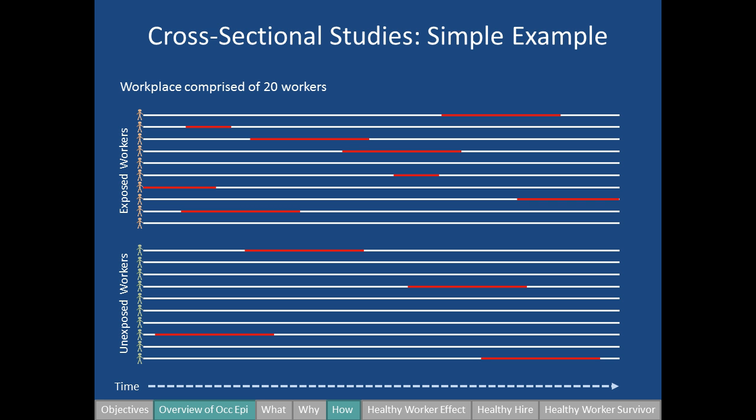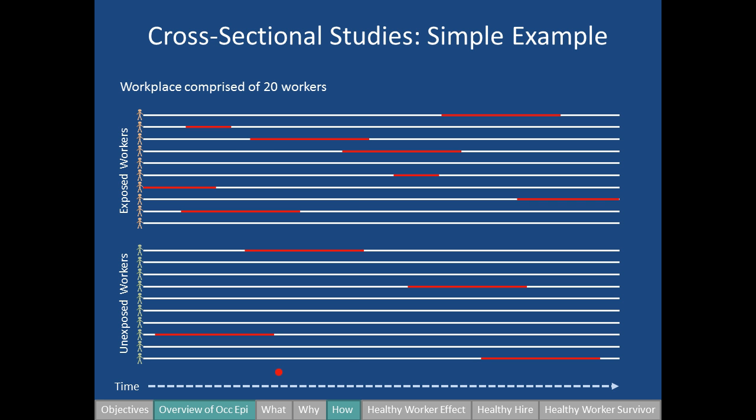Okay, so now we're going to go through the simple example of a cross-sectional study. So here we have a workplace. There are 20 workers, 10 of which are exposed, 10 of which are unexposed, and time. So here's over time, they get into this disease state, and then they recover, and they're healthy again all throughout. That's what these little red lines are. So a disease state, and then they recover. So this is what is happening. We don't observe this. This is just what I'm saying is happening in this particular facility over time.